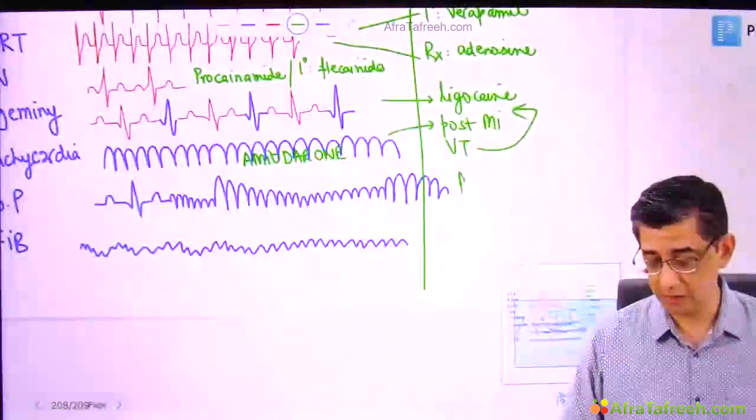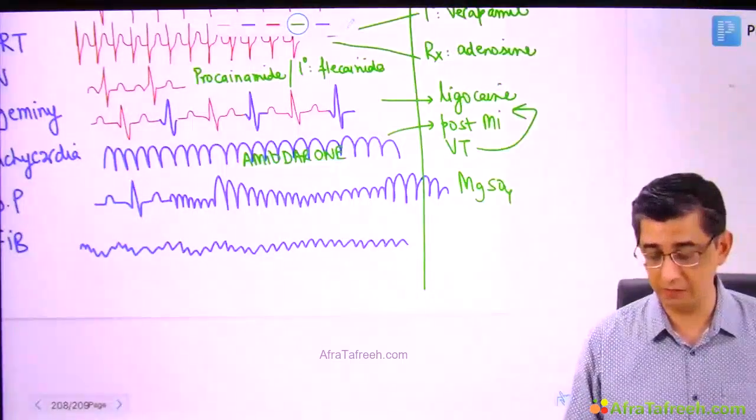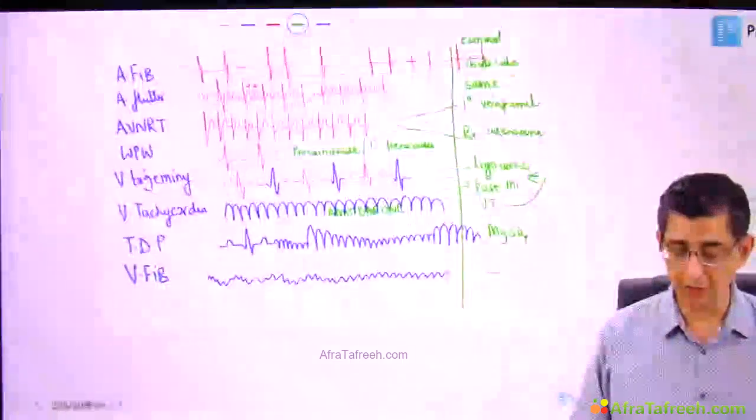For torsades de pointes, it is magnesium sulfate that will be used, also used in eclampsia and even in impending respiratory failure. But there is no drug of choice for ventricular fibrillation.